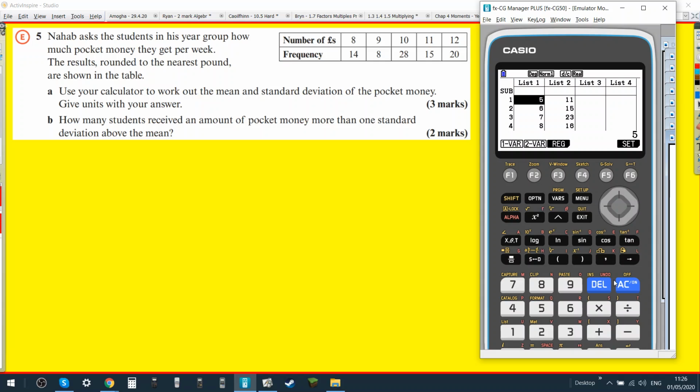So any idea how you do part B? Would you put the data into your calculator, and then after that see what the standard deviation is. So mean is roughly 10. Standard deviation is roughly 1.34, 1.35.